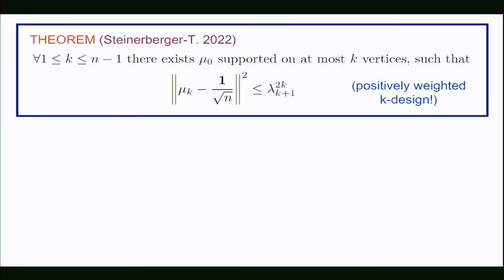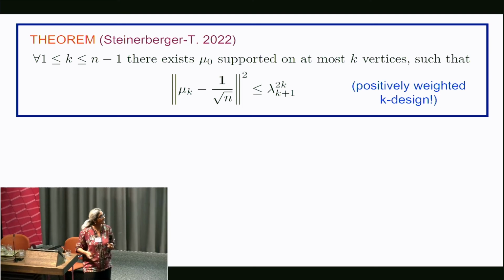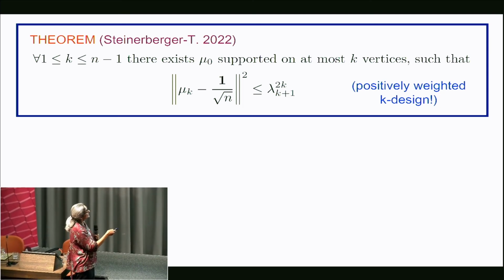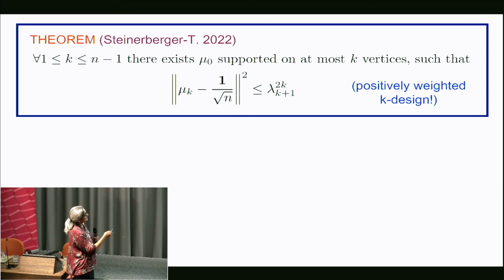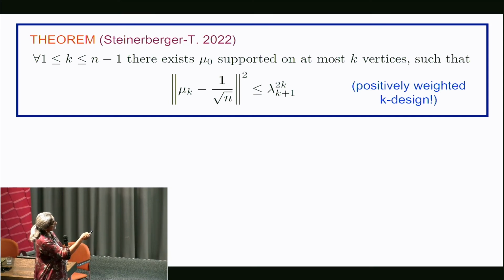It says that if you pick any k between 1 and n minus 1, then there is some initial measure that is supported on at most k vertices. So instead of starting with one vertex, allow yourself 2 vertices or 3 vertices or k vertices. If you do that, then you can always find an initial measure such that the convergence rate to the stationary distribution is controlled by lambda k plus 1. And this measure is one of these positively weighted k designs.